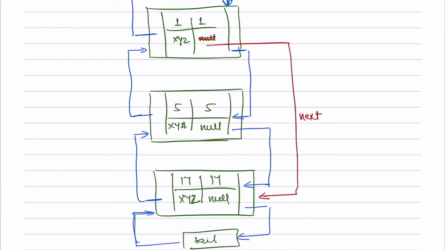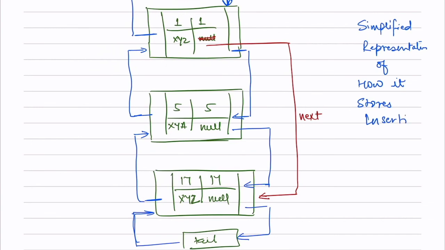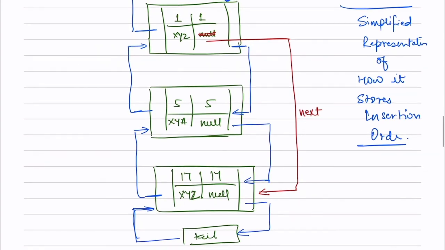So this is the simplified representation of how it stores insertion order. So I hope now you are clear. All those operations which are there in the hash map will be the same.